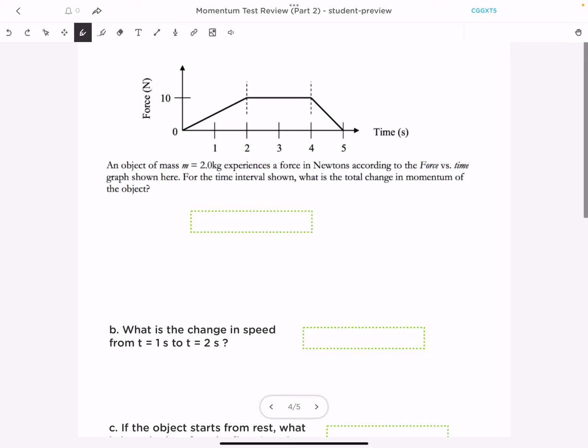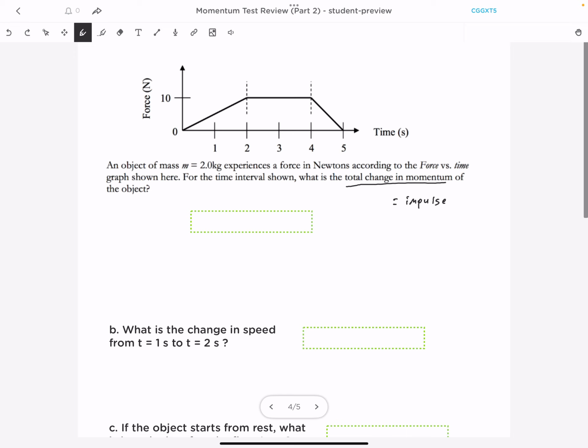Here we have an object with a mass of 2 kilos. It experiences a force in newtons according to the force versus time graph shown, and we have the time interval from 0 to 5 seconds. We need to figure out what is the total change of momentum of the object. Well, from the previous problem, we know that the total change of momentum has to equal the impulse, because that's the impulse momentum theorem.